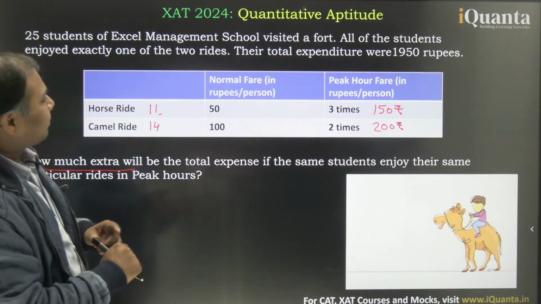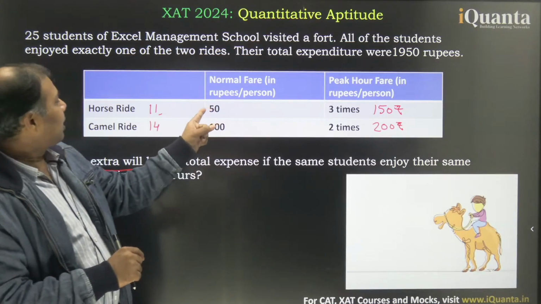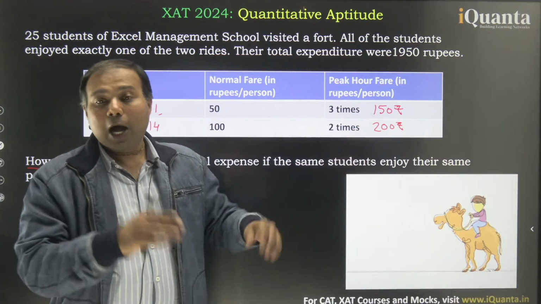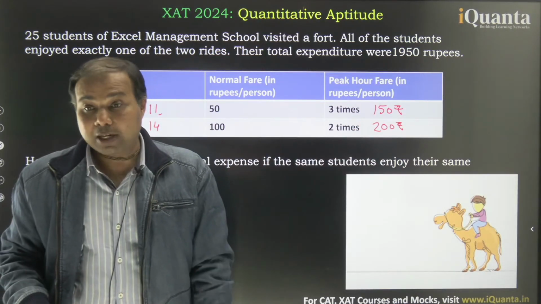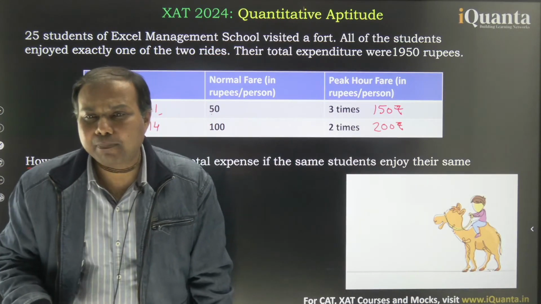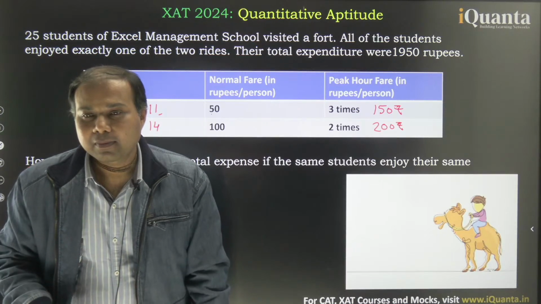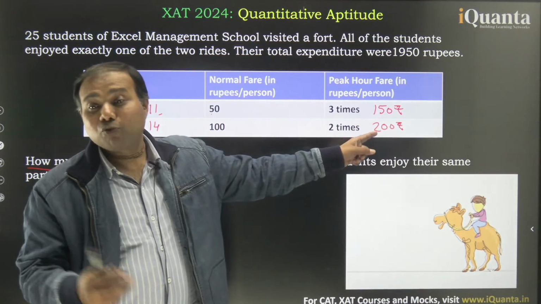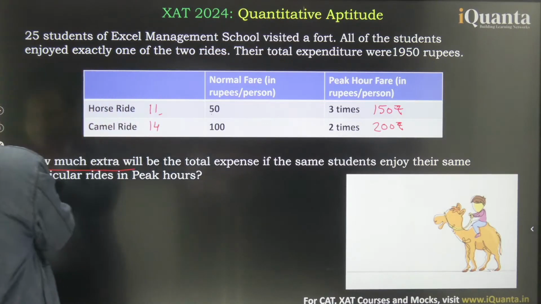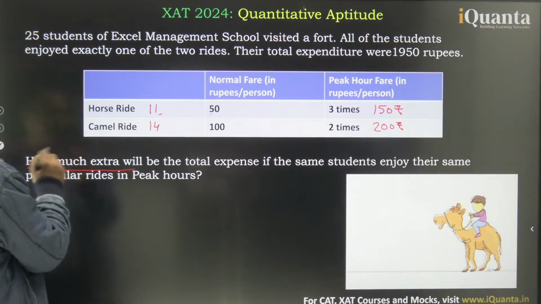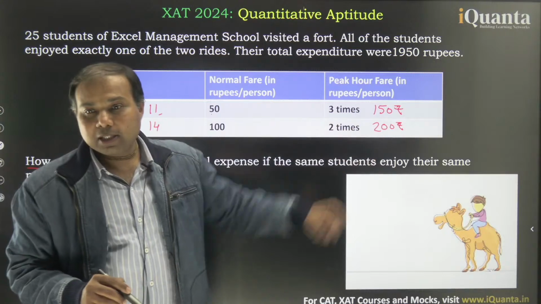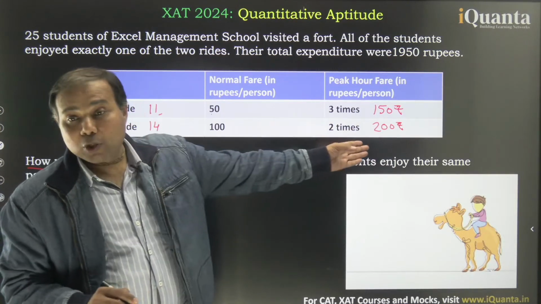See, earlier it was 50 rupees per person for the horse ride and now it is 150. I just need to find how much extra the students need to pay. So from 50 to 150, how much extra is to be paid per student? From 50 to 150, it is 100 extra, right? And in the same way, what is the extra price one needs to pay for the camel ride? Earlier it was 100 rupees and now it is 200 rupees.